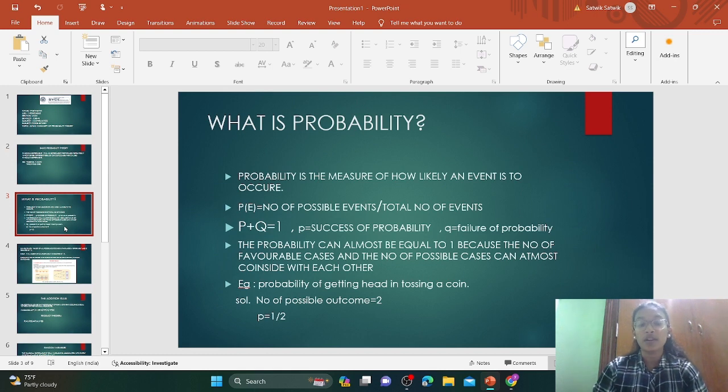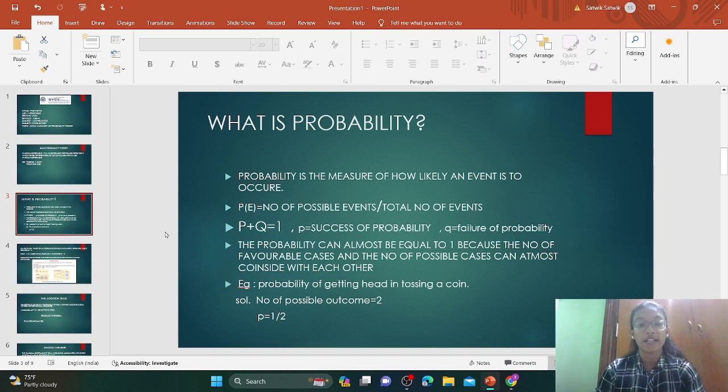Now we'll see what is probability. Probability is the measure of how likely an event is to occur. So probability is nothing but how likely the event occurs. The basic formula of probability is P(E) equals number of possible events divided by total number of events. This is the most important formula in probability which we have to know.